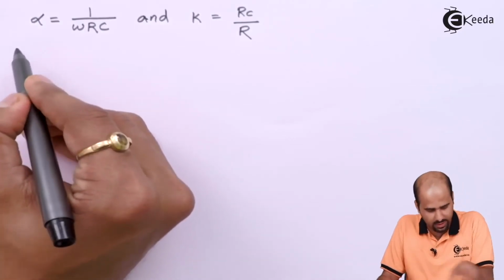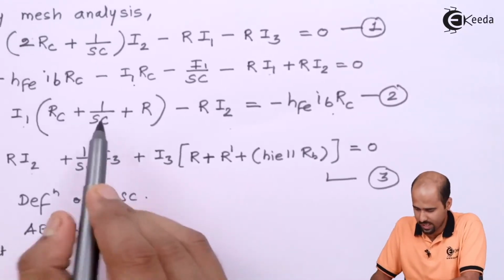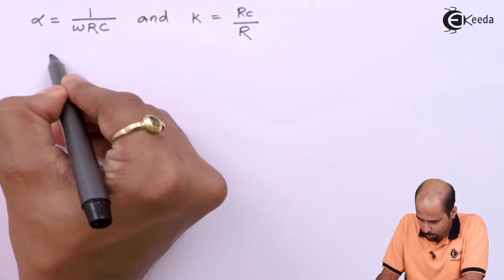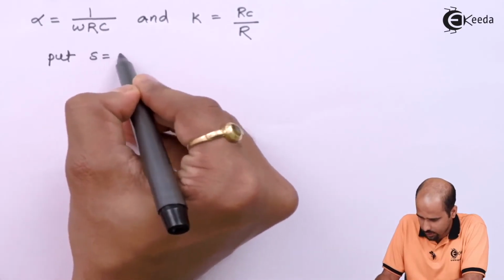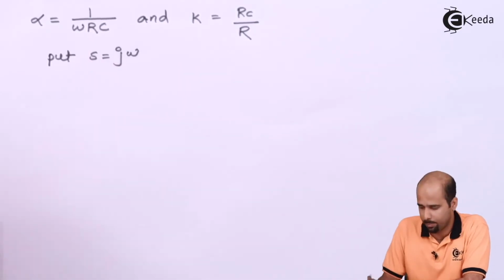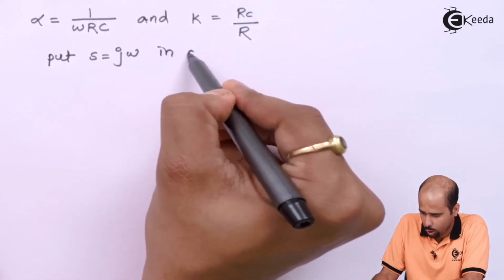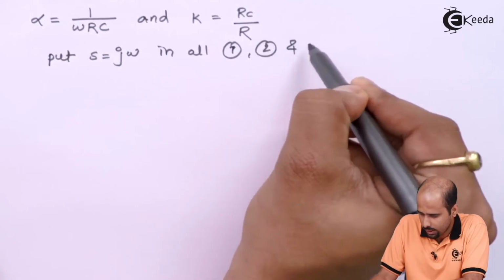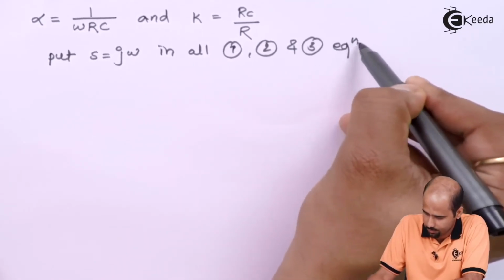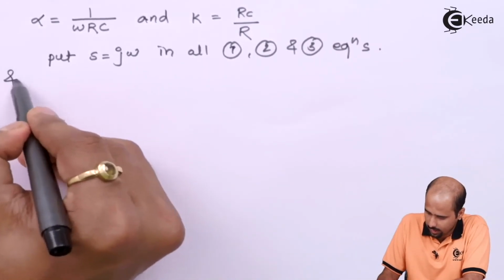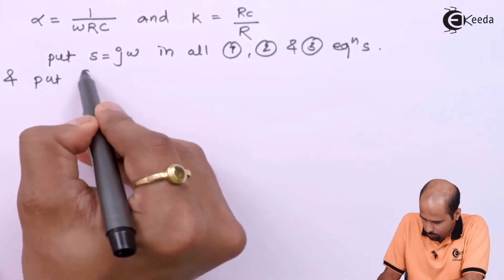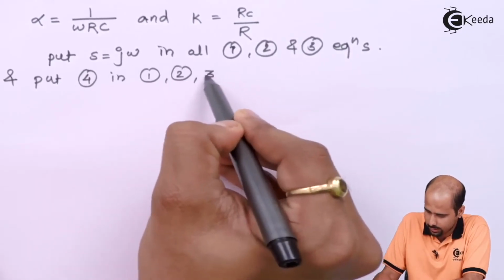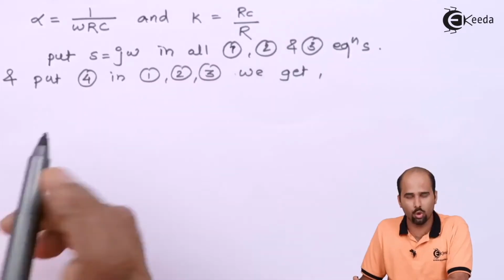Now you may get confused that we have used S over here, where we will be getting J omega. So put S is equal to J omega. By putting S is equal to J omega in all 1, 2 and 3 equations, and putting 4 in 1, 2 and 3, we get what you will be getting.